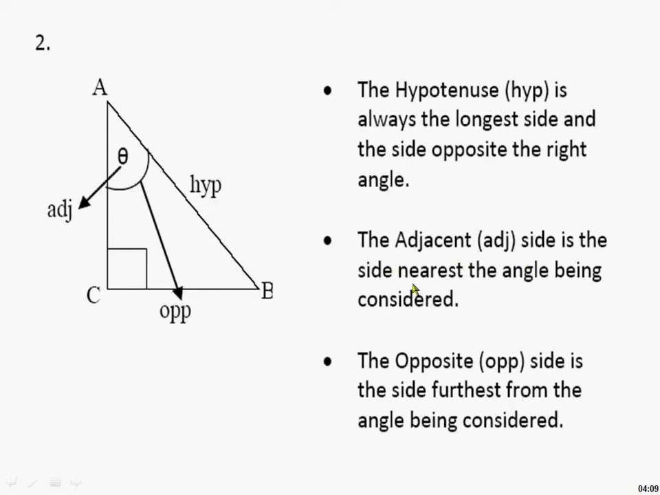The adjacent side is the side nearest the angle being considered. In this case, if theta is the angle being considered, the adjacent side will be the side next to it, which will be the side AC, and the opposite side is the side furthest from the angle being considered. In this case, if we follow the arrow, the opposite side is the side furthest away from it, and that is the side CB.